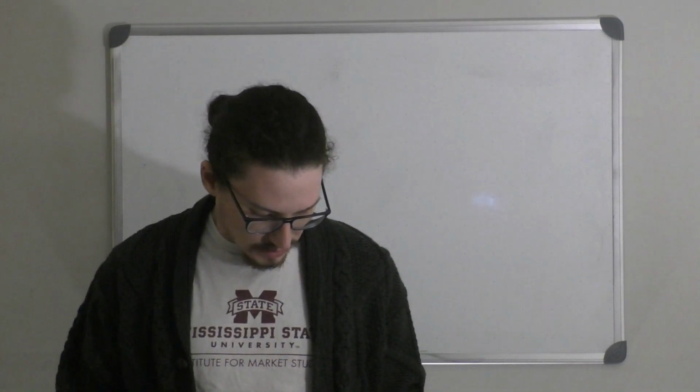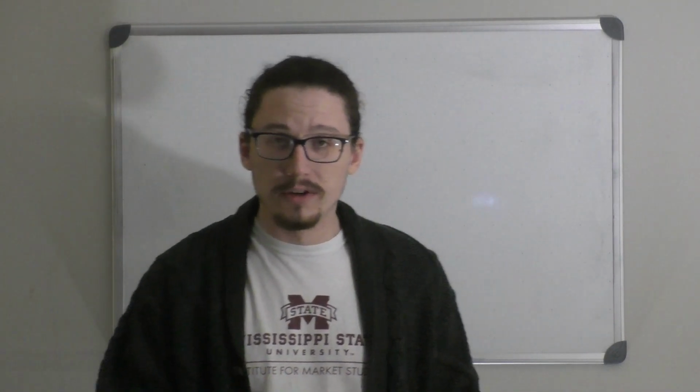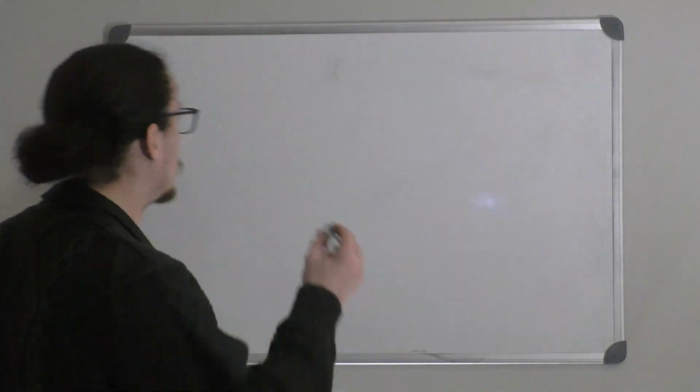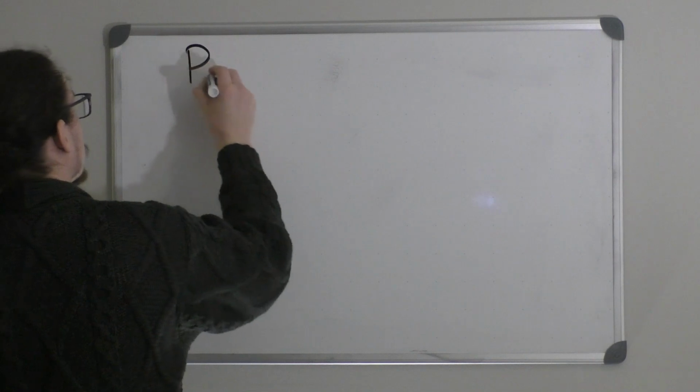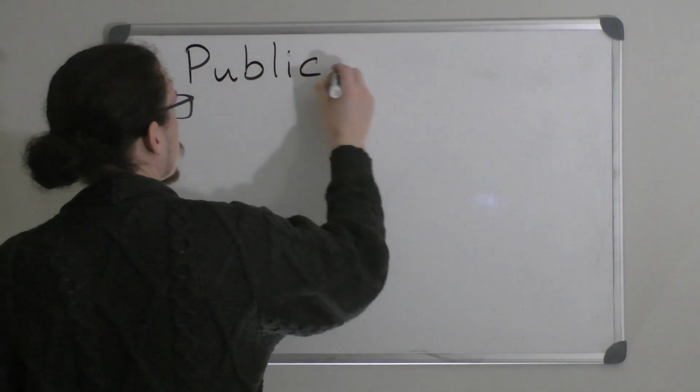But that is Coase Theorem, and that is our private solution. All right, so now let's look at the first of our two public solutions.